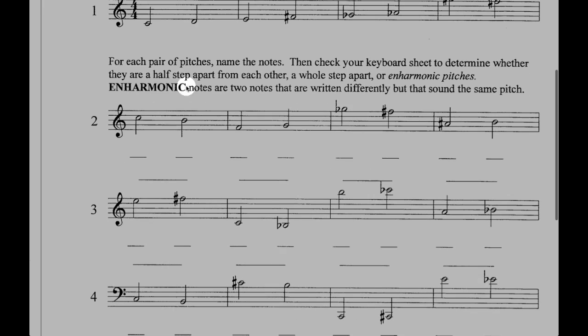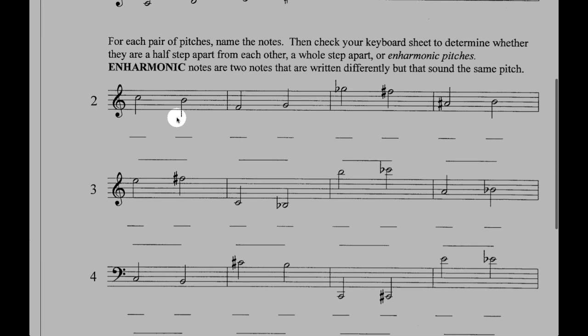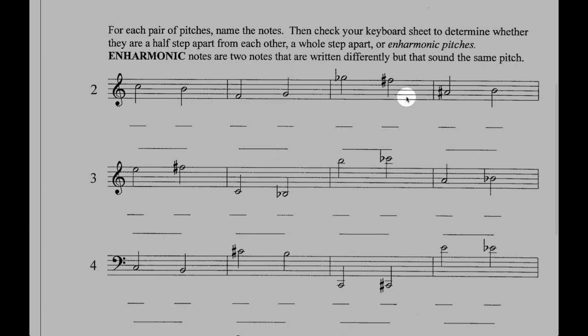Etc. For each pair of pitches, name the notes: C, B, F, G, G flat, F sharp, A sharp, B. Then check your keyboard on that first sheet to determine whether they are a half step apart, a whole step apart, or inharmonic. Remember, inharmonic notes are two notes that are written differently but are the same pitch.